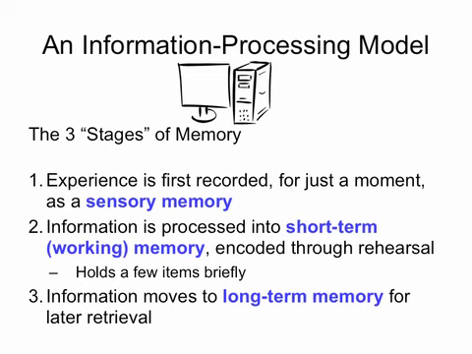Now notice that I have the word stages in quotes, meaning I don't want you to think that there are actual places in your brain that are called these things. But this is what's known as the information processing model of memory. And the analogy is that our brain is like a computer in the stages that a piece of information goes through to become a memory.